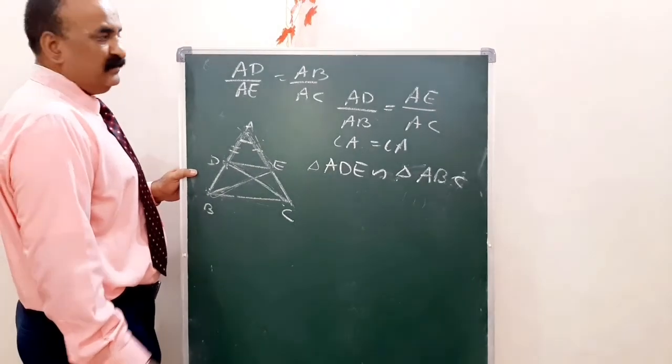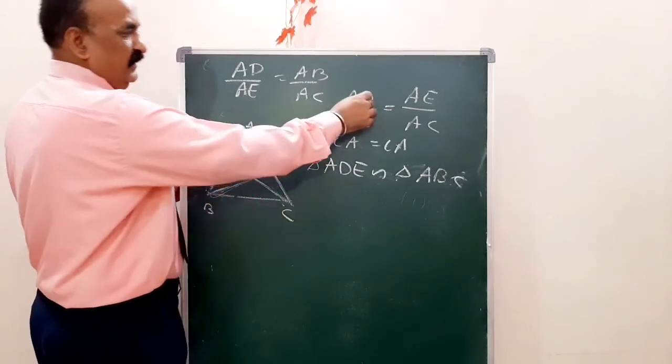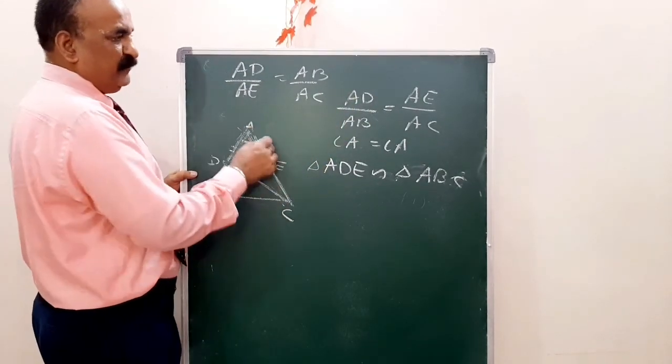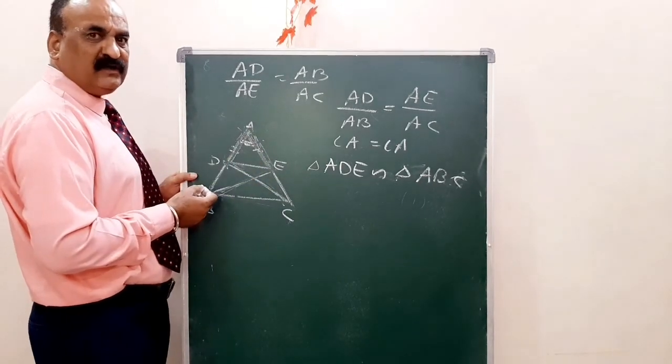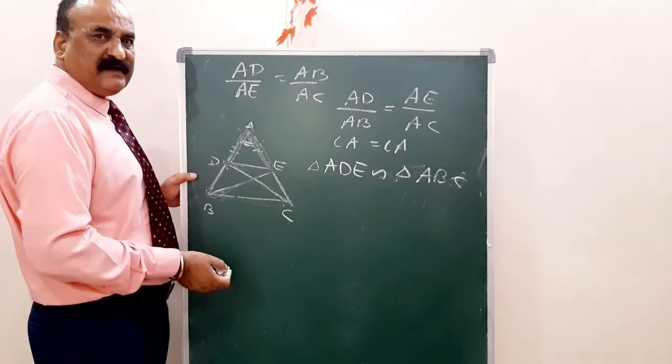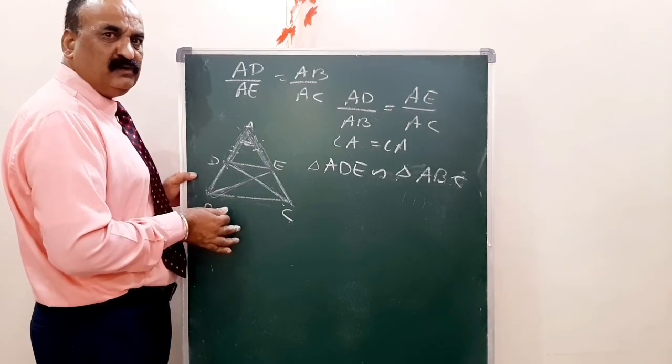Is it clear? Again see, AD upon AB is equal to AE upon AC, and angle A is equal to angle A, you can write the common angle. It means both the triangles are similar. I hope this is clear to you.